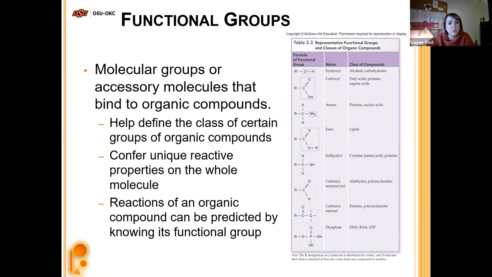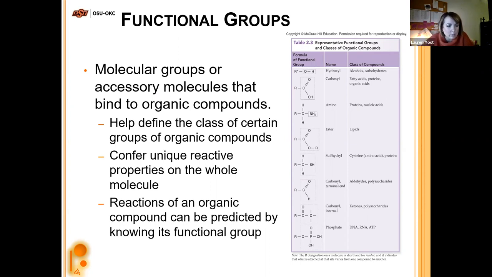So what are some of those functional groups that can allow the molecule to interact differently within itself or with other molecules? Well, the functional groups are molecular groups. They're accessory molecules that help with binding to other organic molecules or within themselves. So they confer different reactive properties. They might react differently when we add on an oxygen, right? Oxygen usually tends to have that negative charge to it. So things are going to interact differently with it now that we're introducing that oxygen.